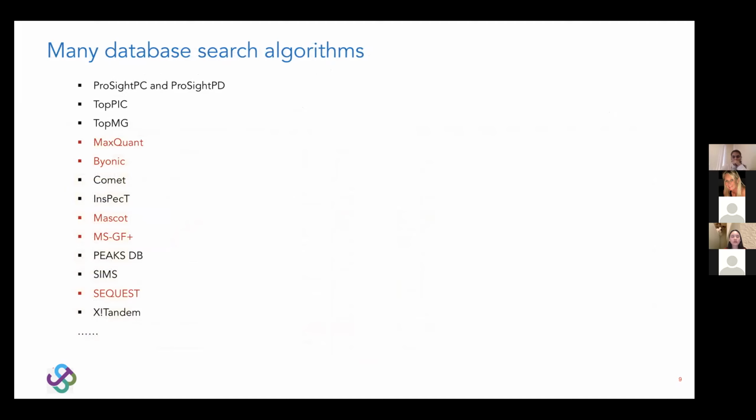Since the development of shotgun proteomics, many database search algorithms have been developed. And our collaborator, Dr. Leo Wang from City of Hope, came to us because he wanted to combine these highlighted 5 search algorithms. But the existing methods that can deal with these 5 search algorithms are not guaranteed to improve power.